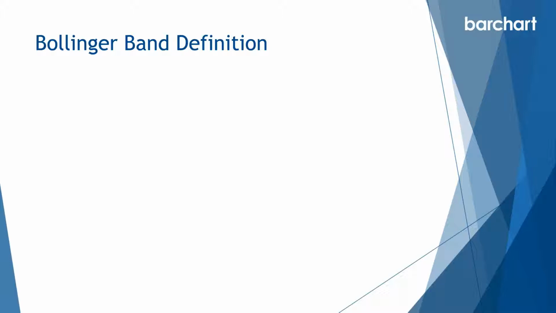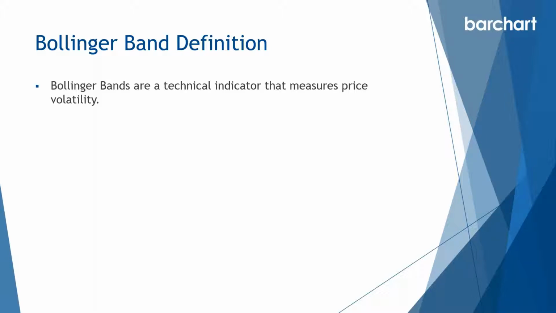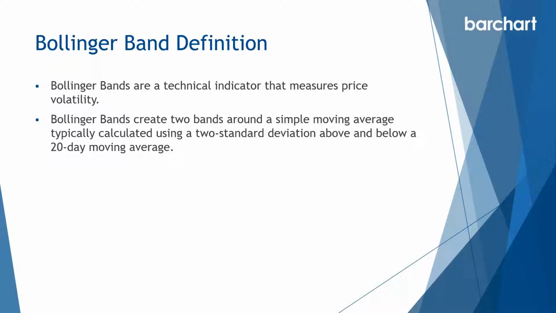So, Bollinger Band definitions. What are we talking about? Well, Bollinger Bands are a measurement of volatility. Now, they don't predict price. Instead, depending on how we're going to use them, they alert us when price has reached a level of volatility. They're designed based on two bands, which represent two standard deviations from a simple moving average.